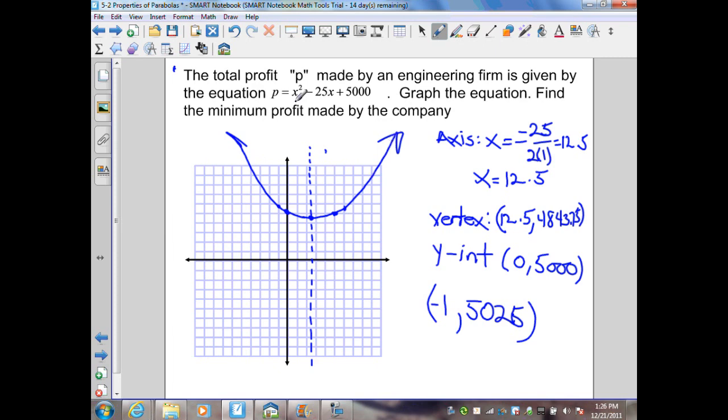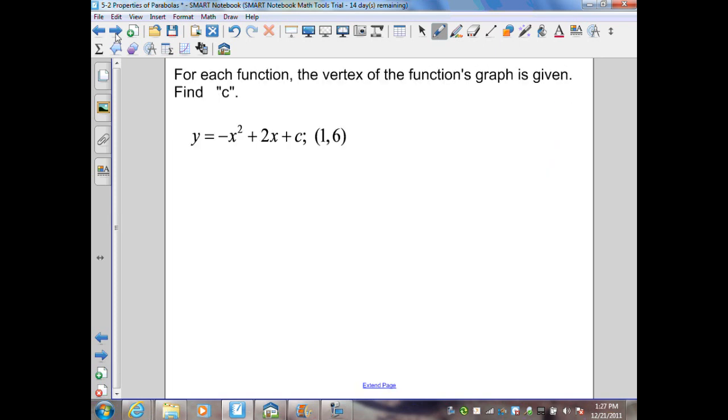I know from my equation that my quadratic term has an a that is positive, therefore it is opening upwards. That will determine that my vertex is a minimum. And they wanted a minimum profit in my problem, therefore that is at the vertex 12.5, 4,843.75.